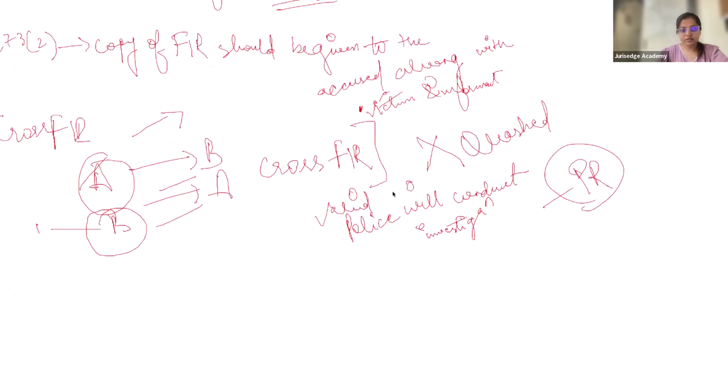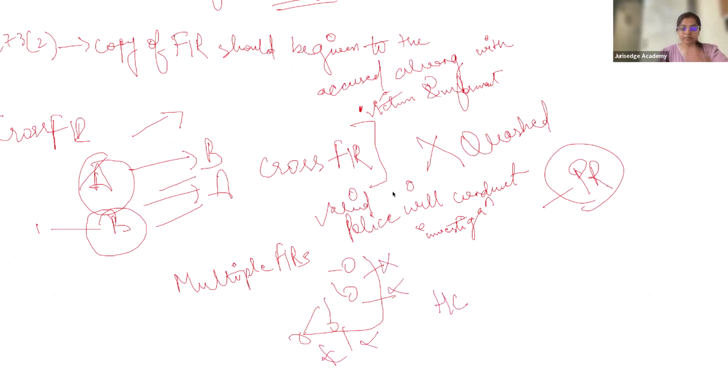Multiple FIRs. A, B, C, D, all these areas, the FIRs are filed. Now this will not happen because of jurisdiction, but still it can happen, that for one single offense multiple FIRs are filed. Every such FIR will be quashed by the High Court under section, was it 523? The 528, inherent powers.